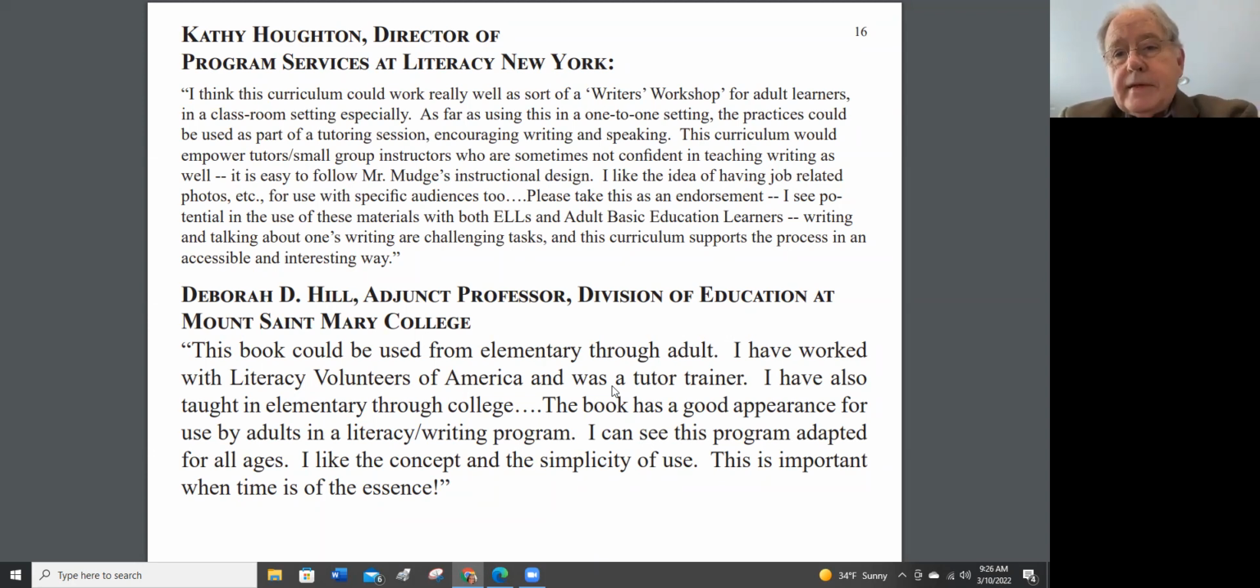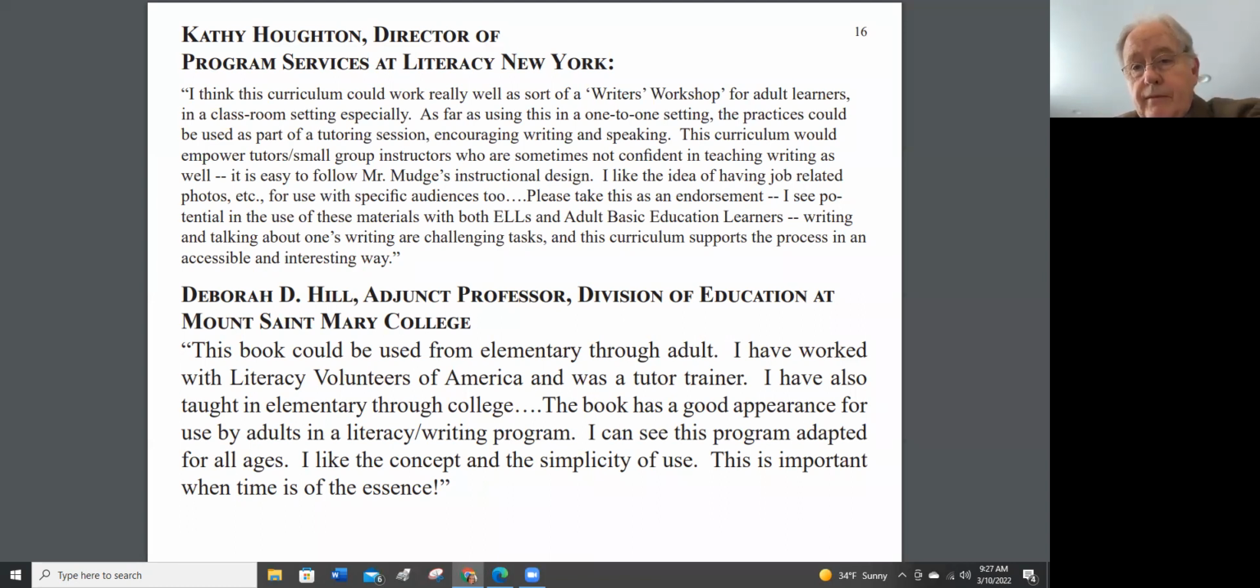And she wrote, "I think this curriculum could work really well as a sort of writer's workshop for adult learners in a classroom setting especially. As far as using this in a one-to-one setting, the practices could be used as part of a tutoring session, encouraging writing and speaking. The curriculum would empower tutors, small group instructors who are sometimes not confident in teaching writing as well. It is easy to follow Mr. Mudge's instructional design. I like the idea of having job-related photos, etc., for use with specific audiences too. Please take this as an endorsement. I see potential in the use of these materials with both ELLs and adult basic education learners. Writing and talking about one's writing are challenging tasks, and this curriculum supports the process in an accessible and interesting way."